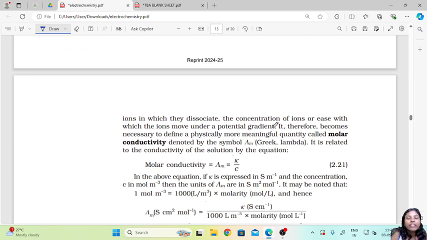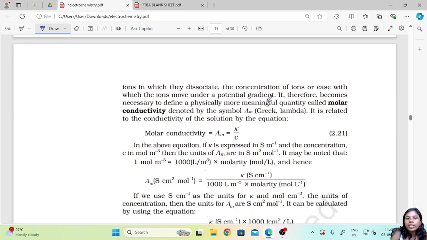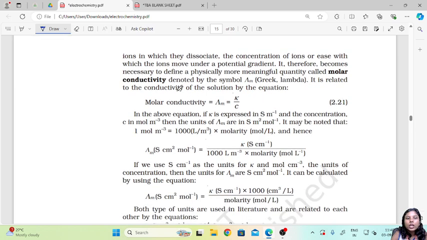Now another important factor I told you was the concentration of ions, or the ease with which the ions move under a potential gradient. Therefore it becomes necessary for us to define another meaningful quantity known as the molar conductivity. Molar conductivity is denoted by the Greek symbol lambda m. It is related to the conductivity of the solution by this equation: molar conductivity lambda m equals kappa upon C.